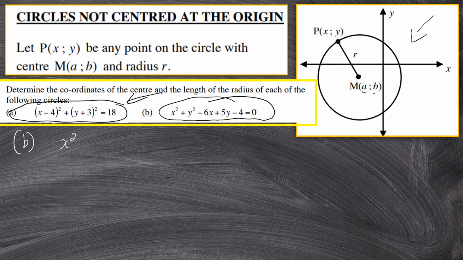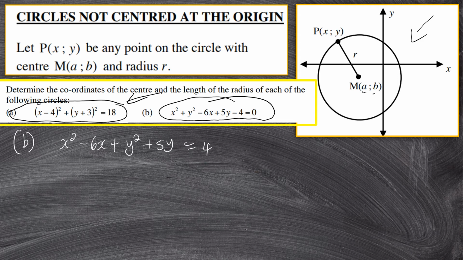I'll first group this according to like terms. So it will be x squared minus 6x plus y squared plus 5y minus 4 is equal to 0. Actually, I can take 4 to the other side. Then it will be equal to 4, right?